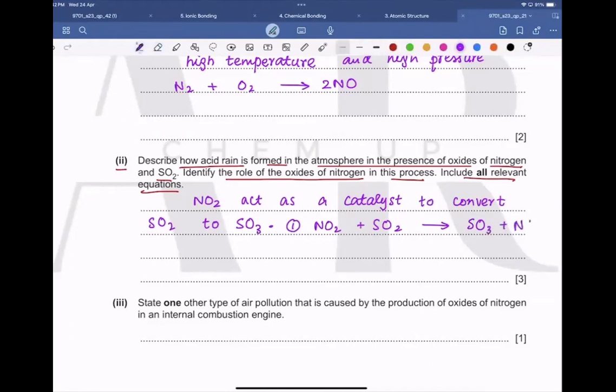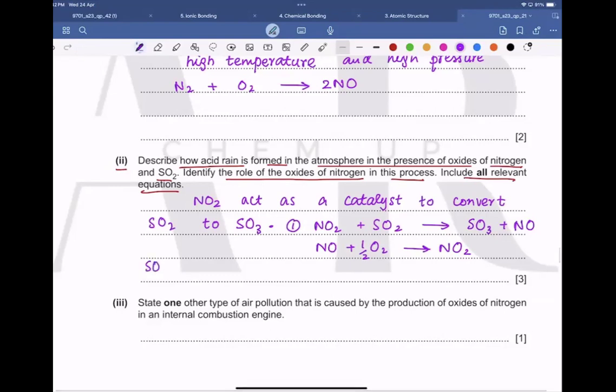And nitrogen monoxide is formed. Then nitrogen monoxide, as it's formed, reacts readily with the oxygen to form nitrogen dioxide back. So see, that is how it shows that it's a catalyst.